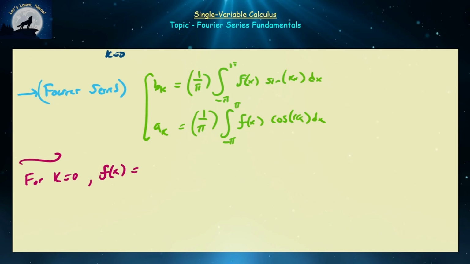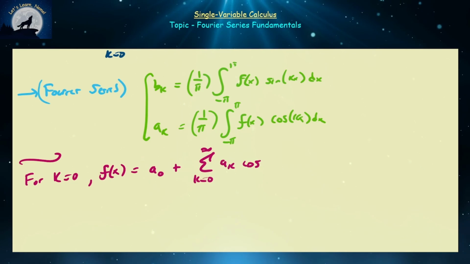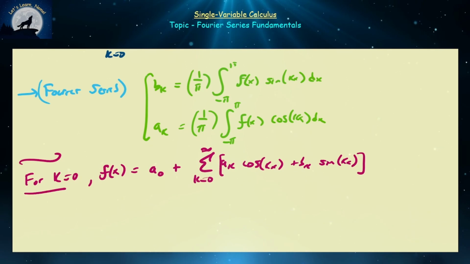So this is going to be equal to f of x is equal to a0 plus the sum from k equals 0 to infinity of ak times the cosine of kx plus bk times the sine of kx. So we need to figure out what a0 is.